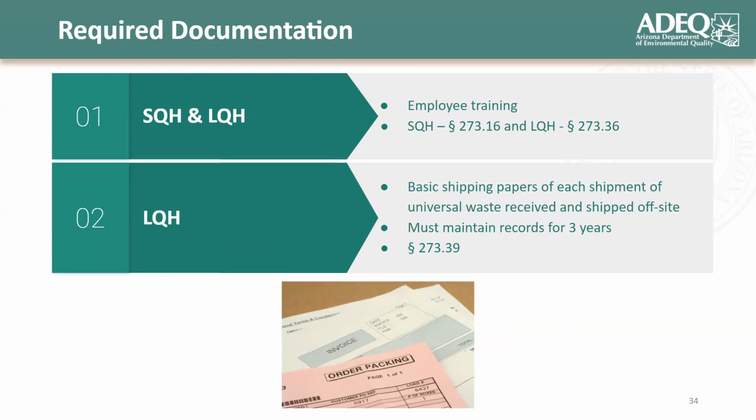Large quantity handlers must also maintain documentation of basic shipping papers for all of the universal waste transported on and off site. The record may take the form of a log, invoice, manifest, bill of lading, movement document, or other shipping document. The record must include the name and address of the originating universal waste handler or foreign shipper, the quantity of each type of universal waste received, and the date of receipt of the shipment. And finally, these documents must be maintained for 3 years.